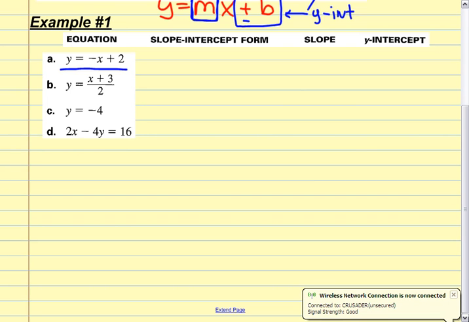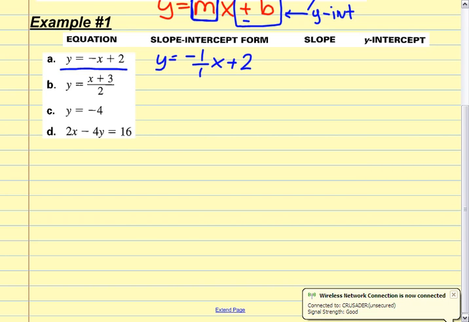Y is equal to -1 over 1 x plus 2. Do you agree with that? I didn't have to change anything. The y was by itself on the left, just like function form.